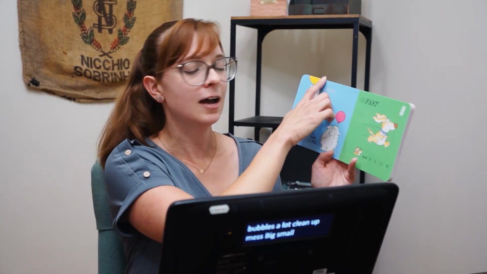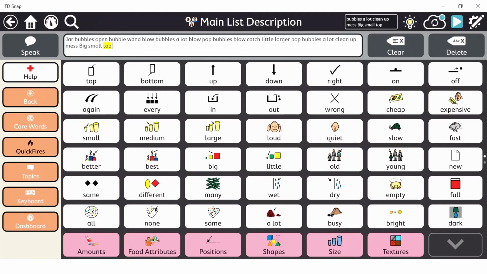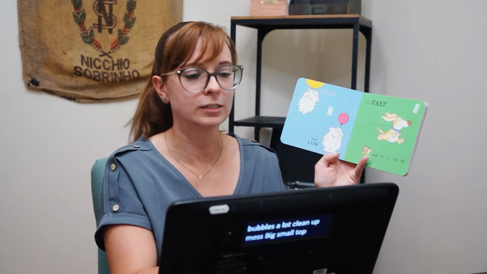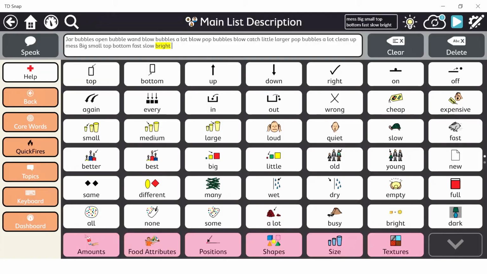Look, this sheep is high. He's all the way at the top of the page, and this sheep is down low. He's at the bottom of the page. The dog's going fast and slow. Heavy and light, day and night. When it's day, it is so bright outside, and when it's night, it's dark. So that's another example. Books are a fabulous resource.